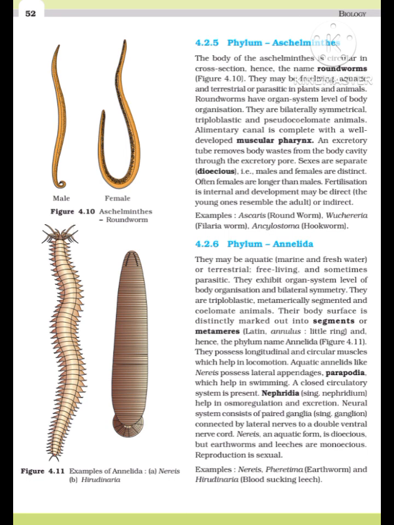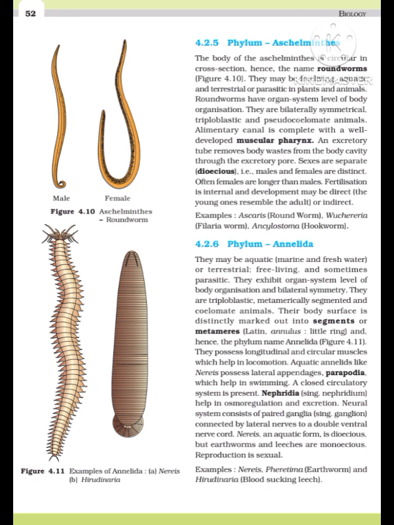Aquatic annelids like Nereis possess lateral appendages, parapodia, which help in swimming. A closed circulatory system is present. Nephridia, singular nephridium, help in osmoregulation and excretion. Neural system consists of paired ganglia, singular ganglion, connected by lateral nerves to a double ventral nerve cord. Nereis, an aquatic form, is dioecious, but earthworms and leeches are monoecious.